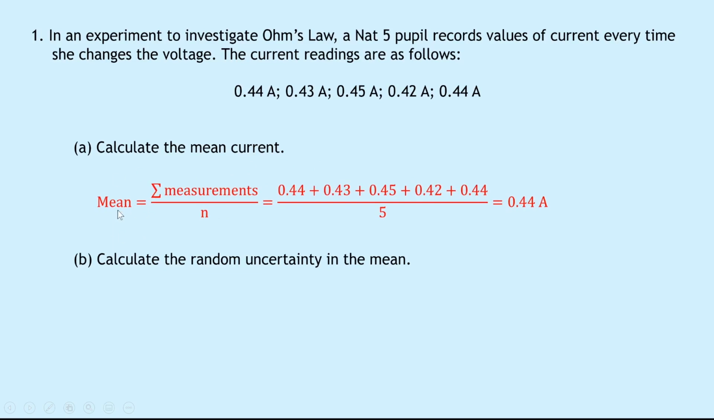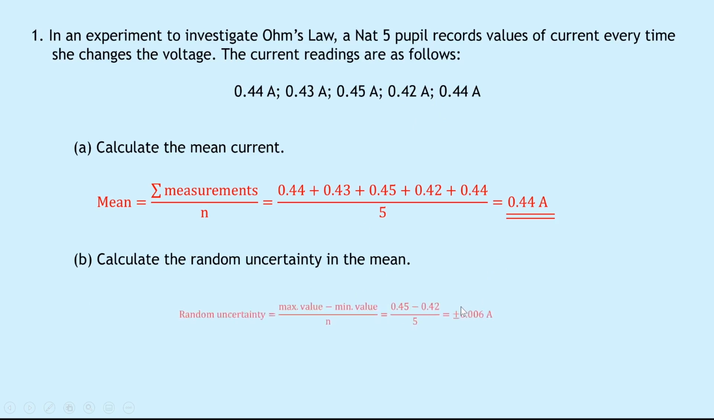Remember, to calculate a mean, we add them all up and we divide by how many measurements are taken. So we've got the sum of the measurements divided by n, which gives us this divided by 5, which is equal to 0.44 amps. And notice that I've put that in 2 decimal places as well, because all of my results were in 2 decimal places. Part B then says calculate the random uncertainty in the mean.